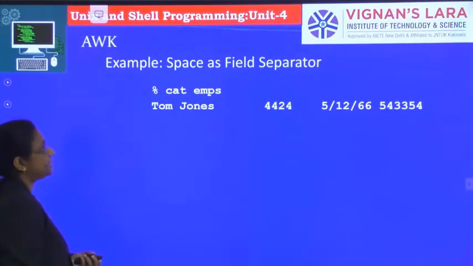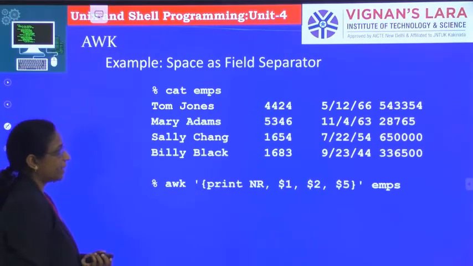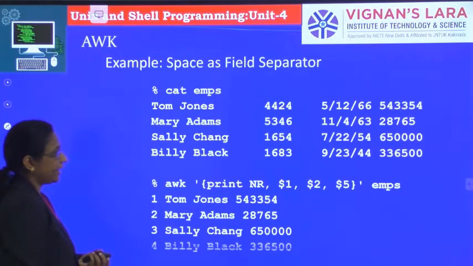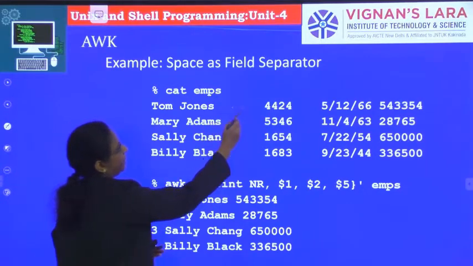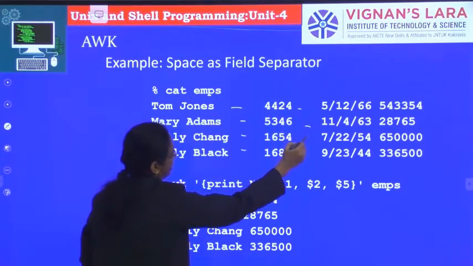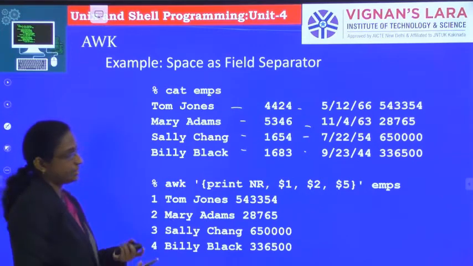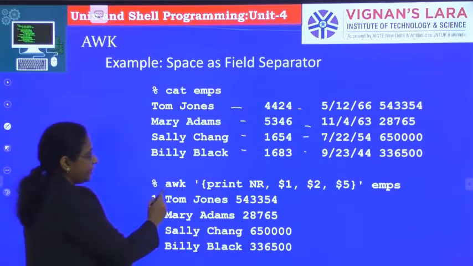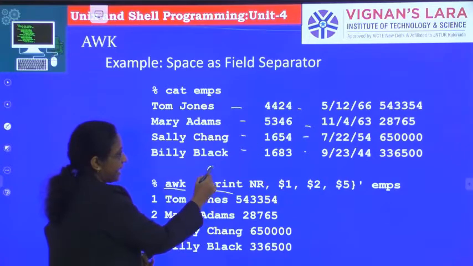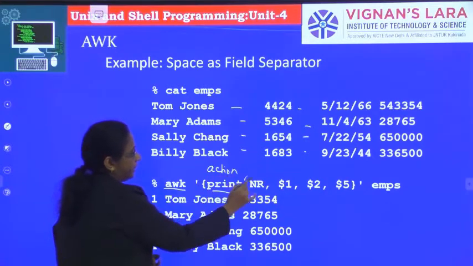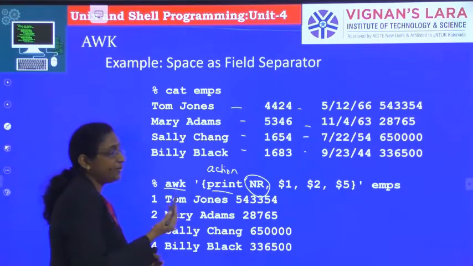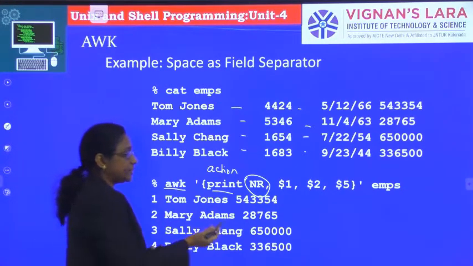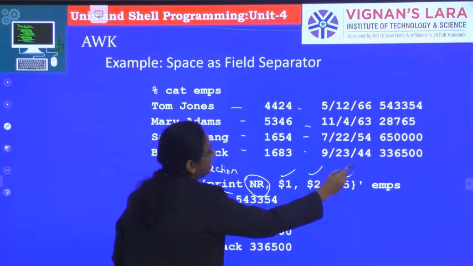Similarly, space as field separator. By default the field separator is space, so there is nothing to give here. We are saying awk print, which is the action here. Again you have to display the number of the current record, and then the fields that you want to display: field 1, field 2, field 5.